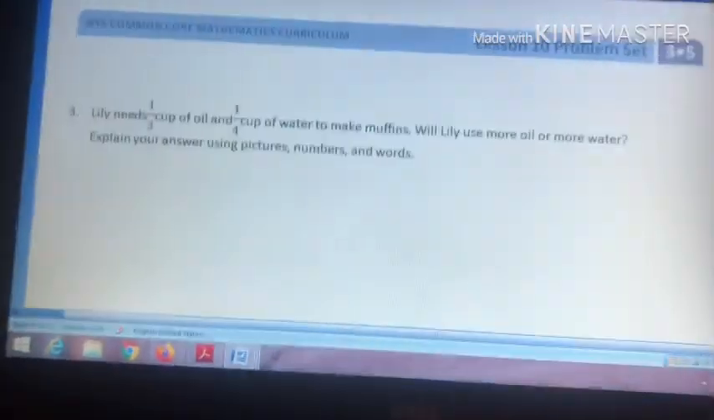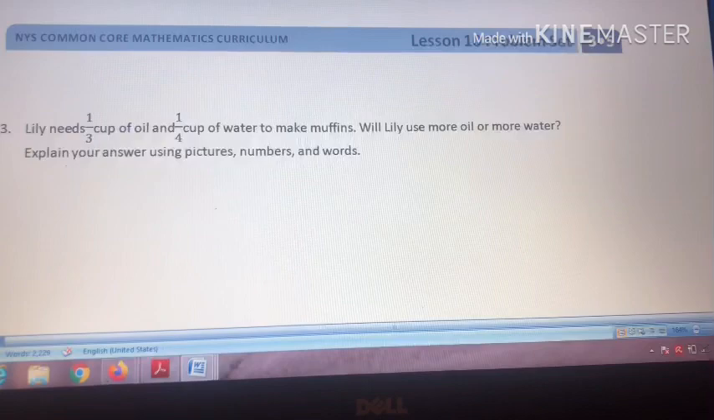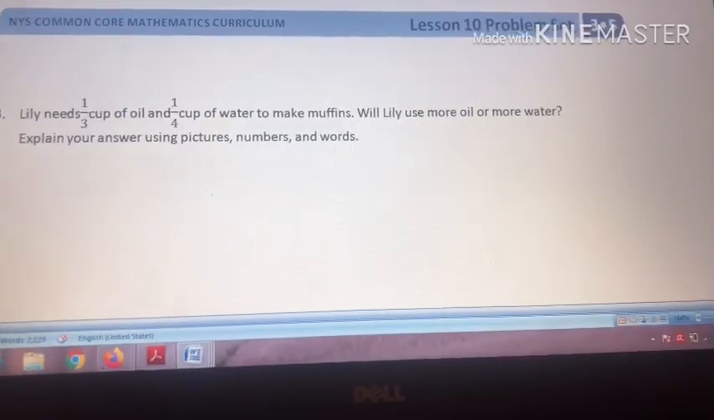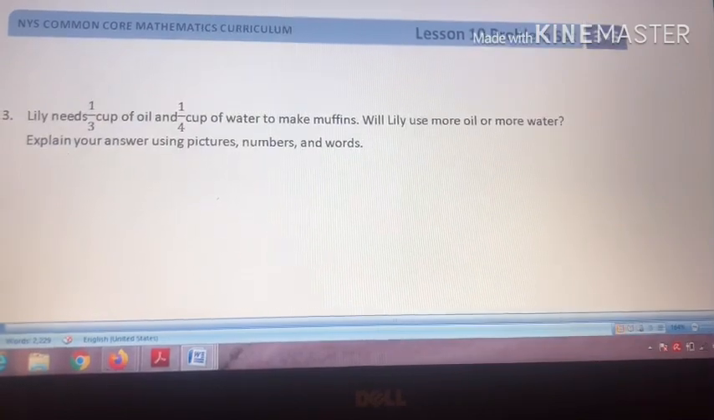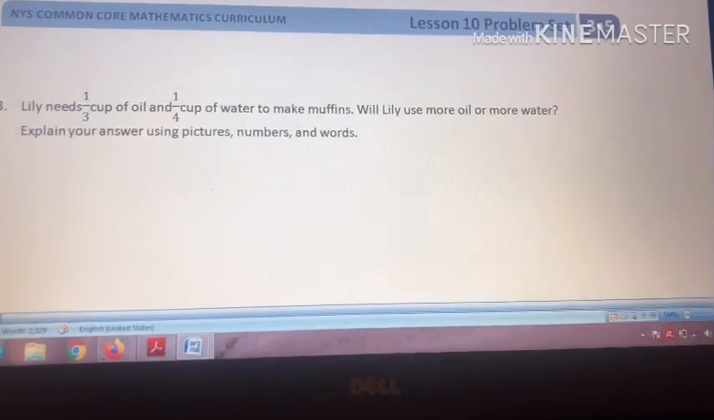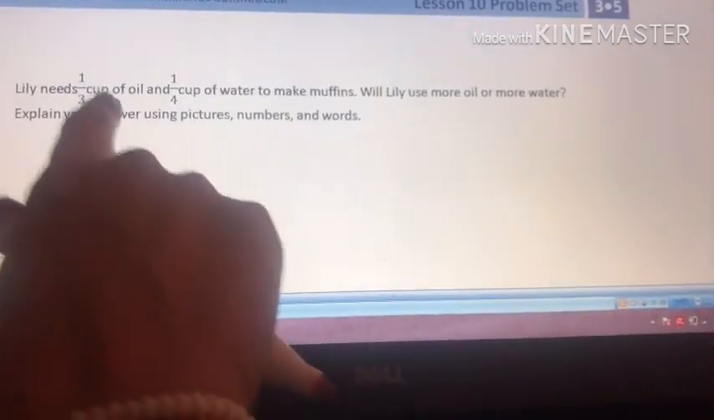Before we finish, we're going to try to do a word problem together. Let's read. It says, Lily needs 1/3 cup of oil and 1/4 cup of water to make muffins. Will Lily use more oil or more water? Explain your answer using pictures, numbers, and words. So the first thing we have to notice is that we have these two fractions that are important, right? So we're going to draw. You know, kids, I'm terrible at drawing, but I'm going to make my best effort.